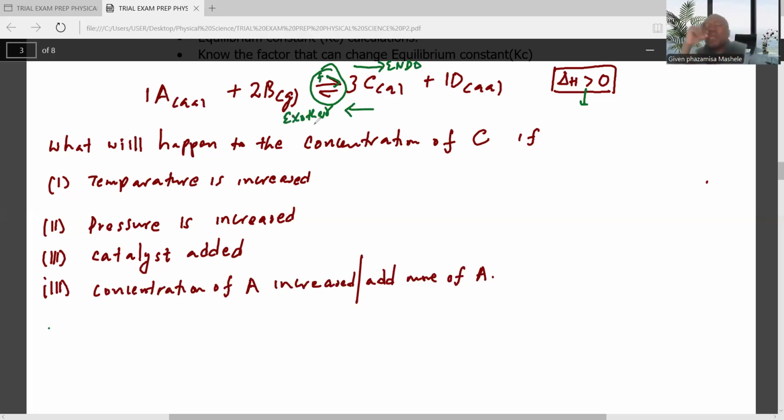So now, number 1, we need to explain the first one. It says, what will happen to the concentration of C? We're interested in C. I need to know whether the C will increase, decrease, or remain the same. That's what we want. So you either talk about increase, decrease, or remain the same, or no effect.